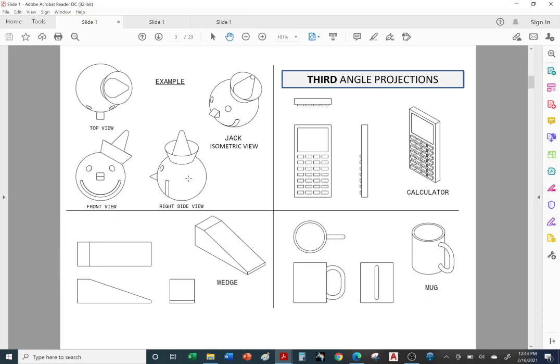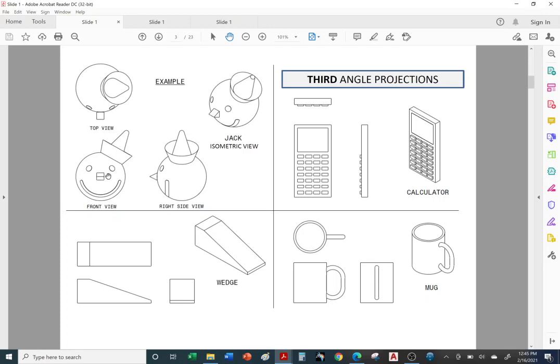Now we tell Jack, okay, face the camera again. So we come back to the front view. This is our reference view, and we project it horizontally to create our right side view. Now we're going to project vertically from our reference view, our front view, to create our top view.